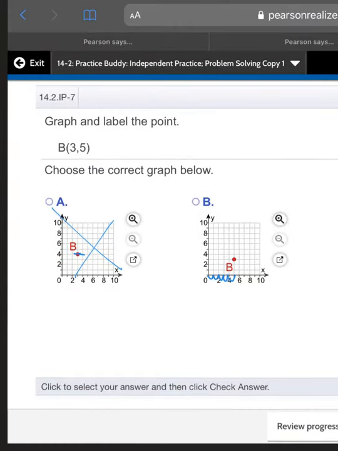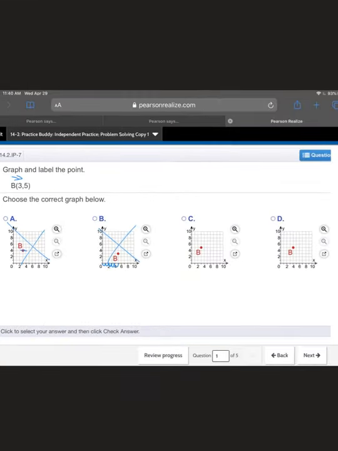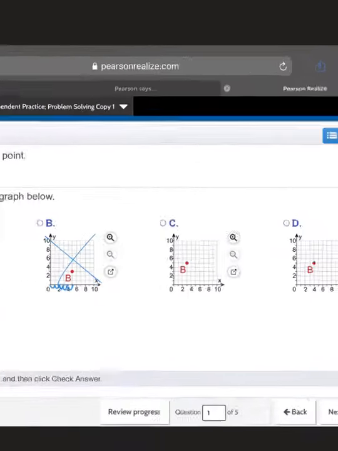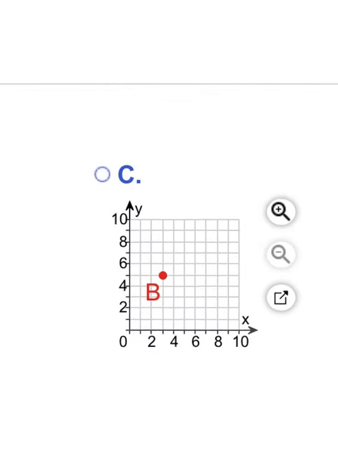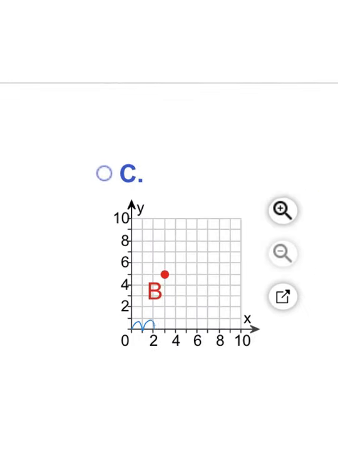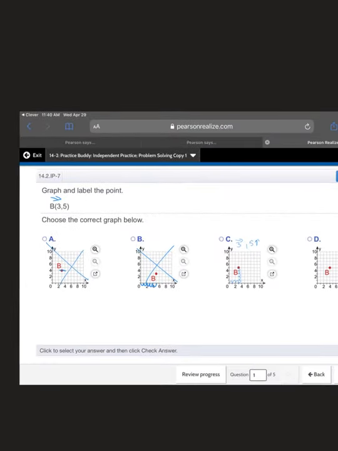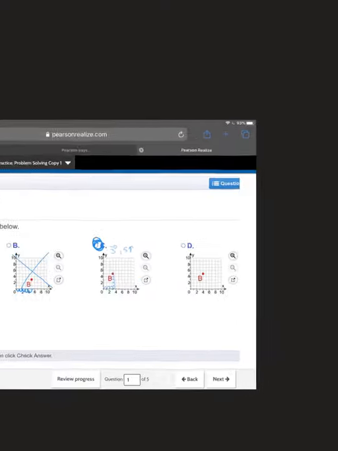So that can't be it, because remember, I have to go 3 over horizontally and then up 5. This one is 1, 2, 3, 1, 2, 3, 4, 5. So this one is over 3, up 5. And so this one would be the one I choose.